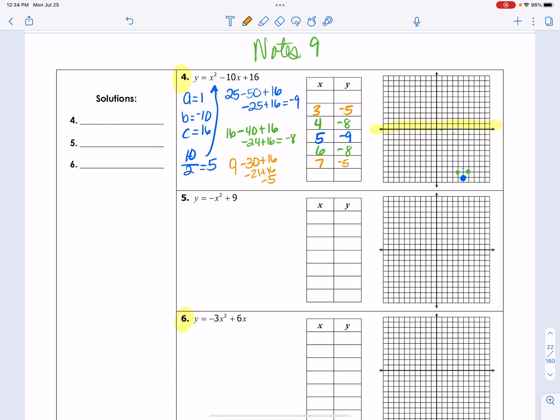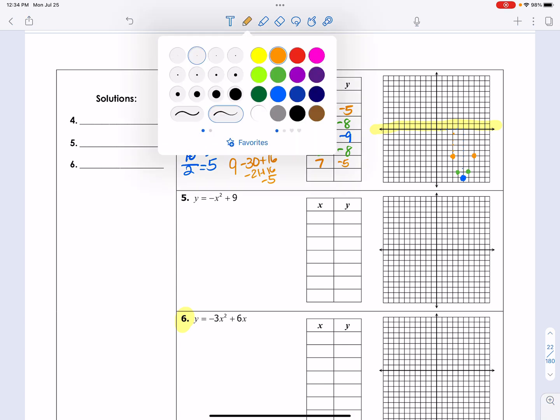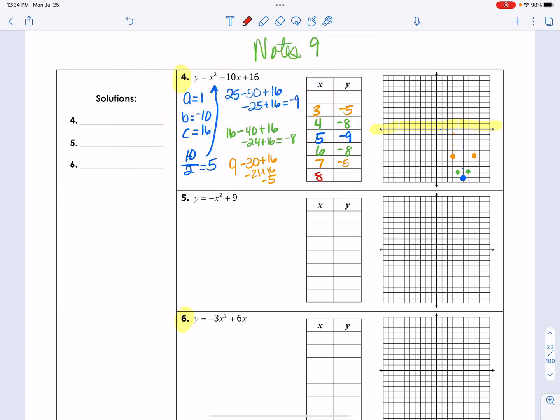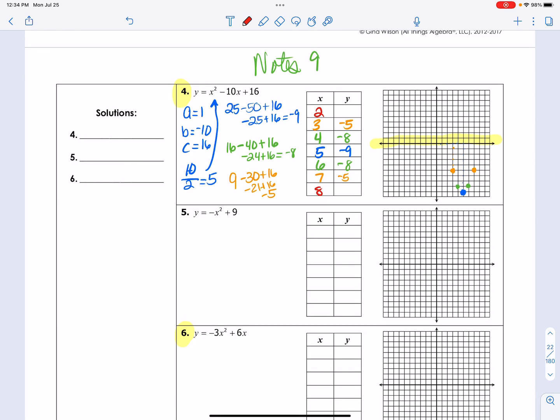So 1, 2, 3, 4, 5, and right there. And so then I'm going to go one more, and that's 8 and 2. So I'm going to put in the 2. I guess I'm going to have to put it up here. 2 squared is 4 minus 20 plus 16. 4 minus 20 is a negative 16. Oh, here it is, 0. So it hits at 2 and it hits at 8.